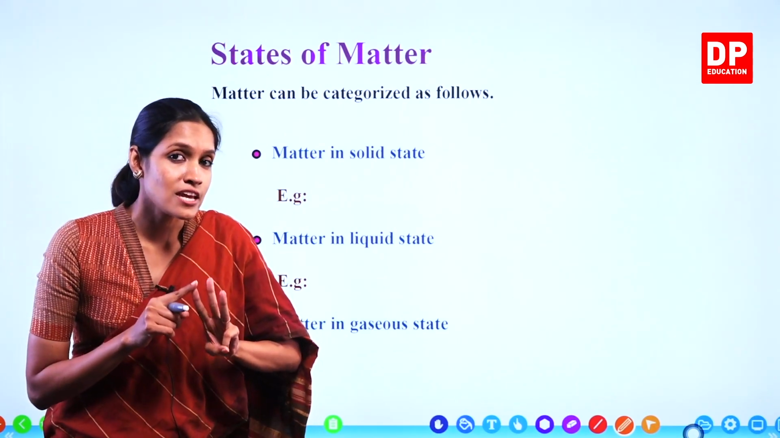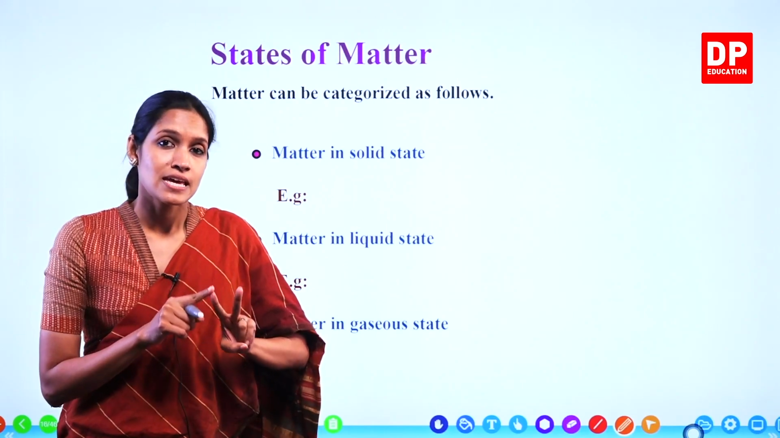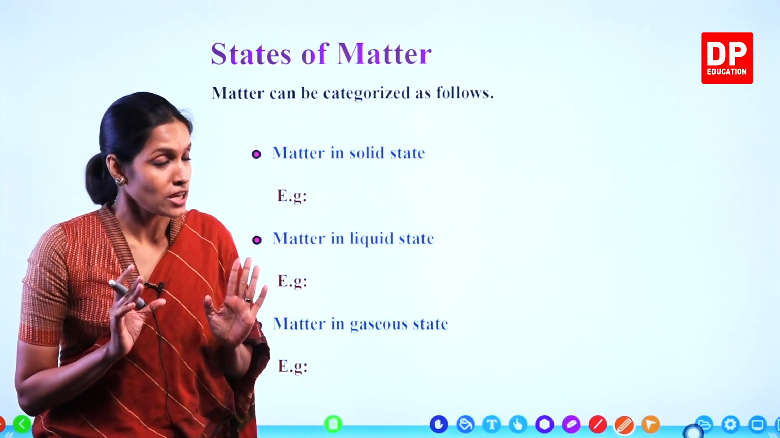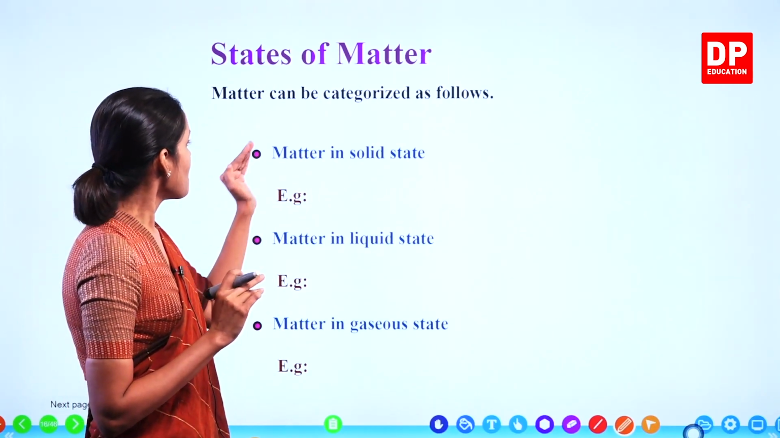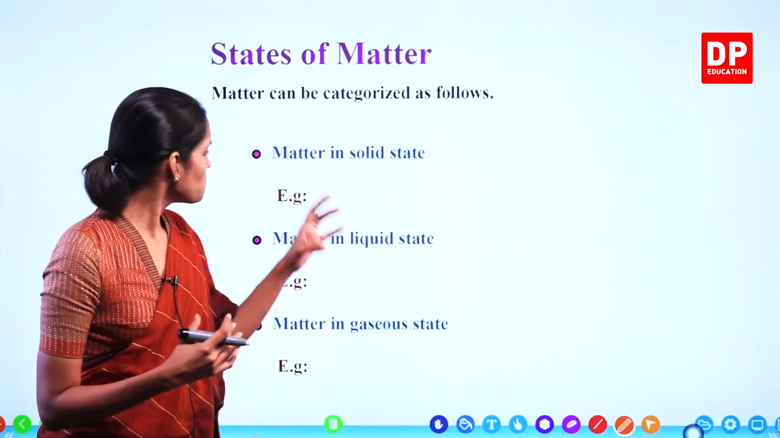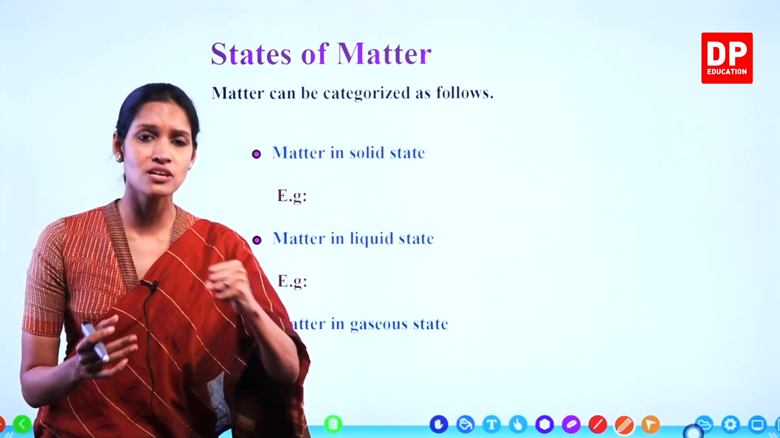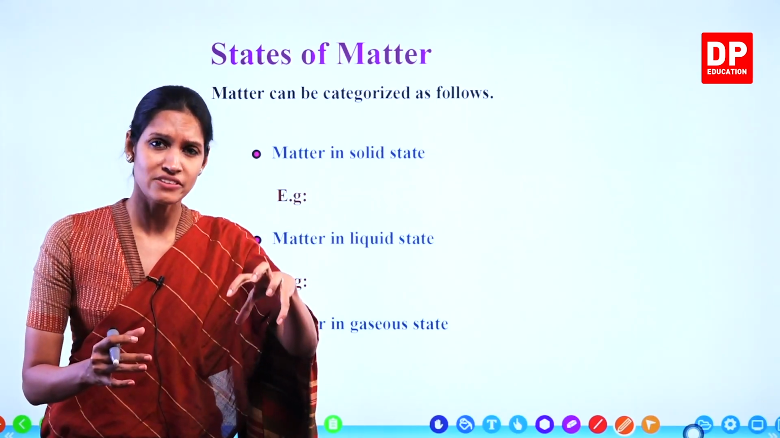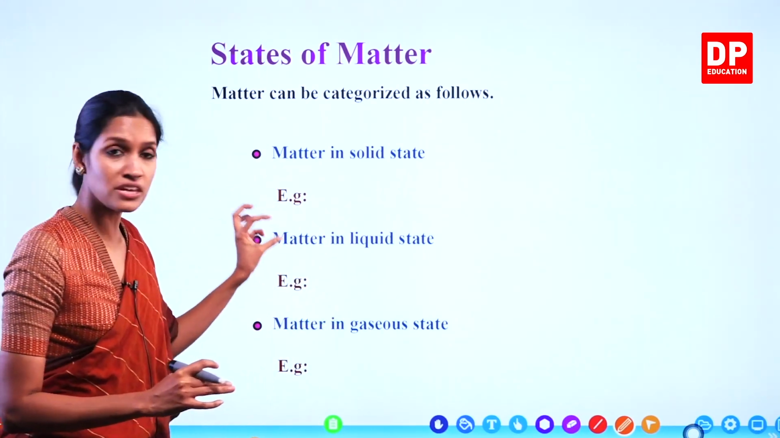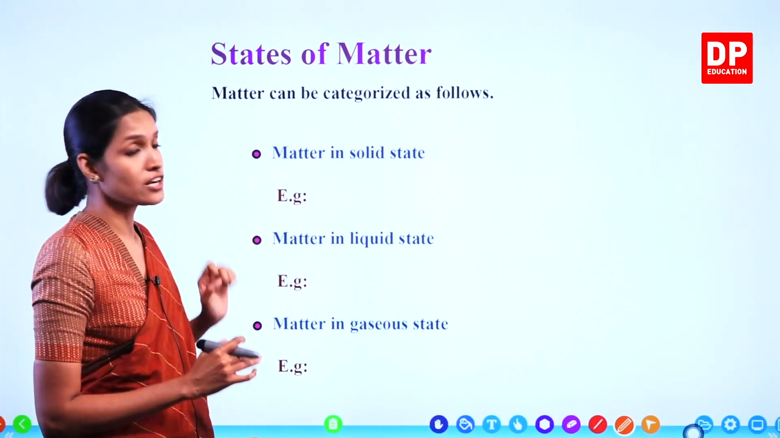There are three states of matter: solid state, liquid state and gaseous state. Okay, so what are the examples? Matter in solid state. There are so many solid things. What are these solid things? You can touch them very easily. You can feel them. They are very hard. Some of them are less hard as well. You can feel them very well. They are coming under solids.